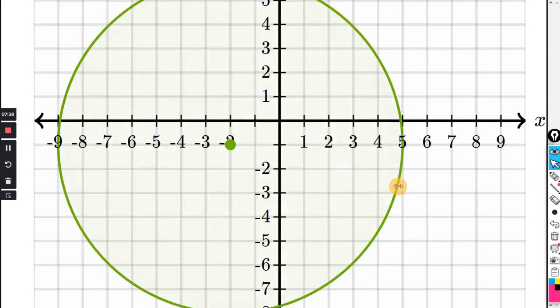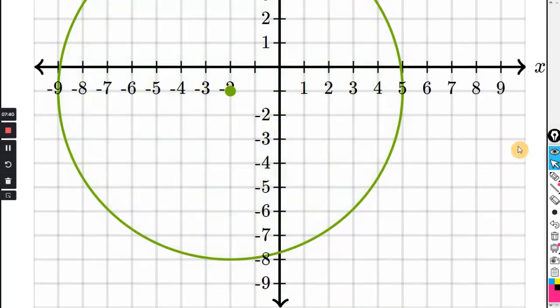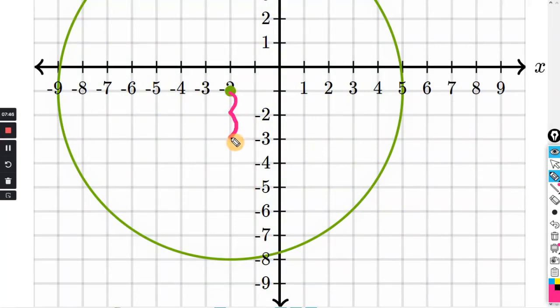So let's check here. The radius has to be 7 units from the center. So we have 1, 2, 3, 4, 5, 6, 7. It should work in every direction. You can do it left, right if you want. 1, 2, 3, 4, 5, 6, 7. So we're in business. We're good.